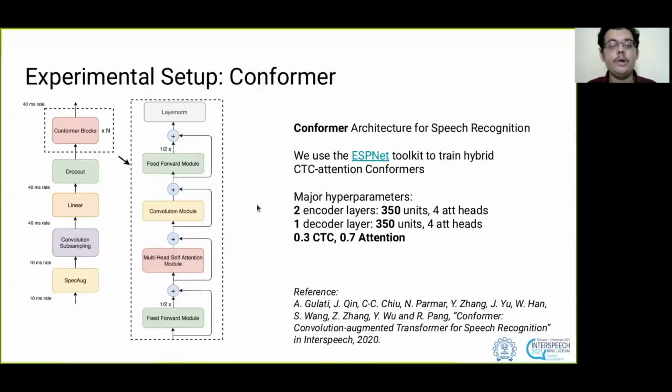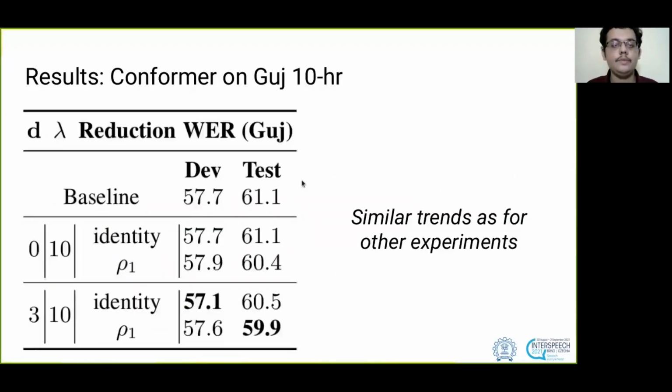Now we turn to the conformer experiments. This is the conformer architecture. It is a convolution augmented transformer used for speech recognition. We use the ESPnet toolkit to train conformers as well. These follow similar trends as for the other experiments. You can see that the test WER has improved for row 1 as compared to identity in both settings. Note that here lambda equal to 10 was obtained as the optimum hyperparameter as opposed to lambda equal to 5 in the previous experiments.